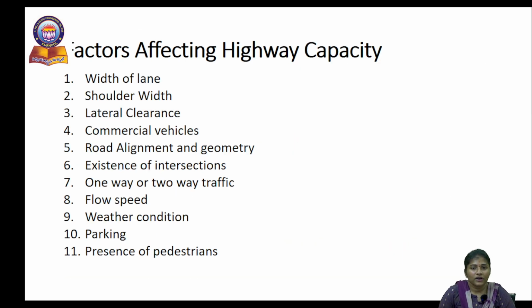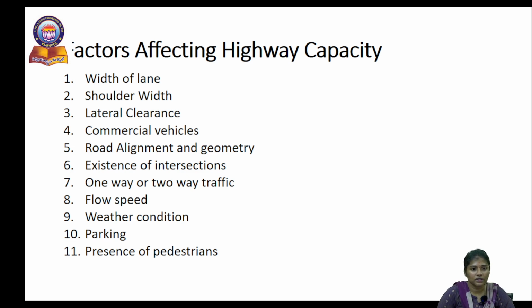So the different factors affecting highway capacity are width of lane, shoulder width, lateral clearance, commercial vehicles, road alignment and geometry, existence of intersections, one-way or two-way traffic, flow speed, weather condition, parking, and presence of pedestrians. So let us see how these factors affect the highway capacity. When you consider width of lane, if the width of the lane is more, then the capacity will be more. If the width of the lane is less, the capacity will be less. That is, the number of vehicles which are passing is less, so automatically capacity will be less.